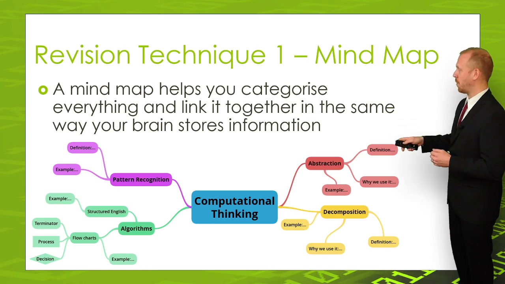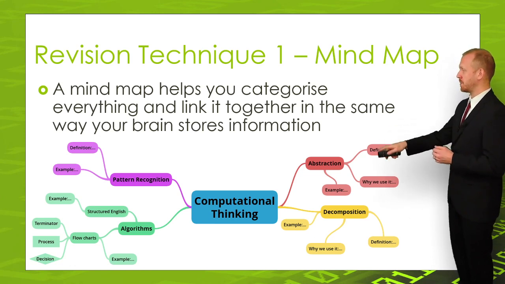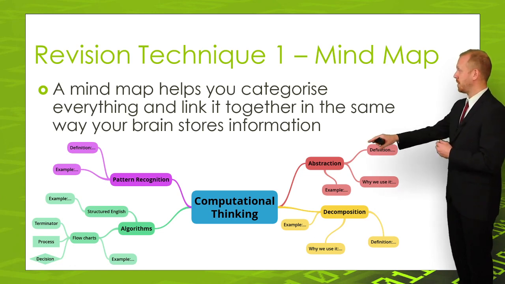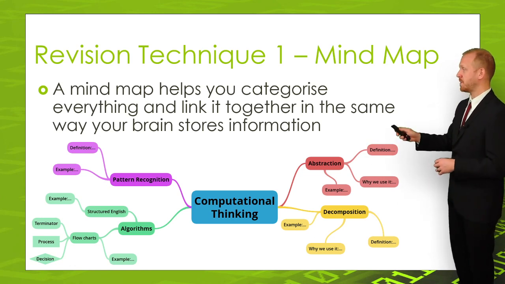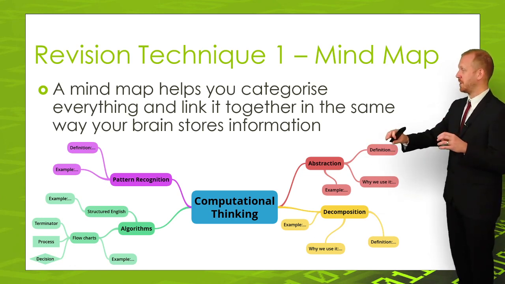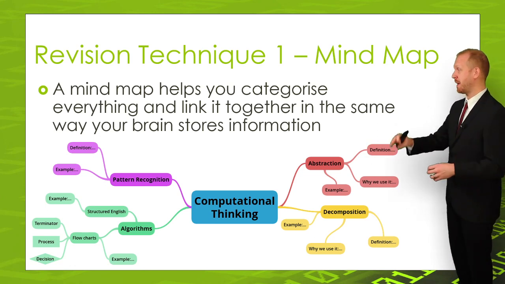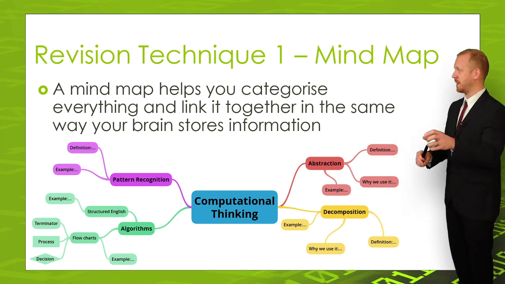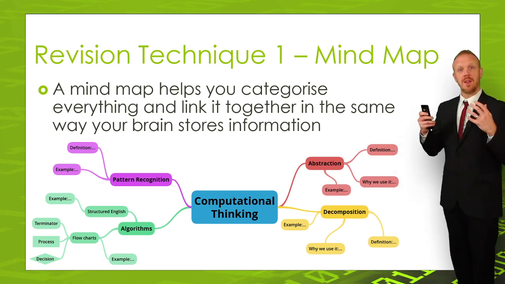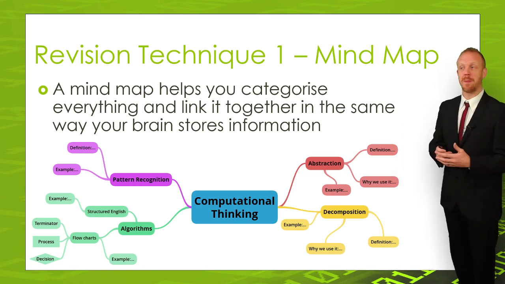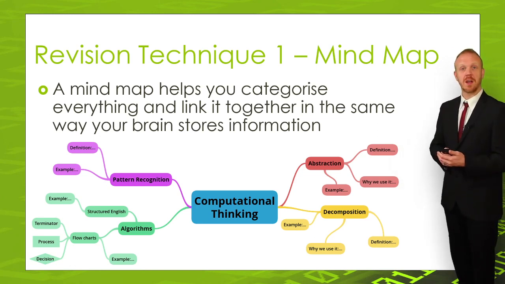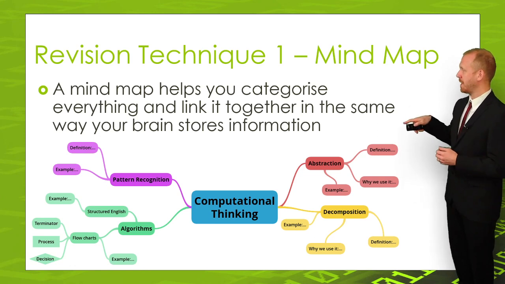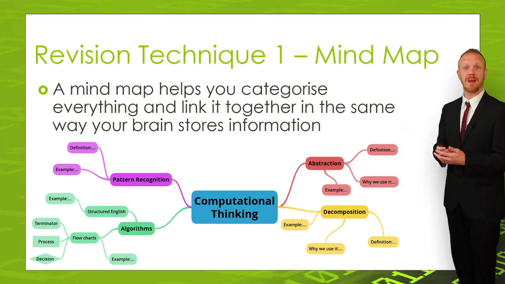So if you store the information in a similar system, so start with computational thinking, and from there have abstraction, decomposition, pattern recognition and algorithms as the main things associated with it, then pick one of those, say algorithms, and say there's structured English and flowcharts associated with that, then pick flowcharts and say associated with that is terminator, process and decision and an example, then it's really going to help you remember this stuff. That's a good example of how to start. Create your flowchart, create your mind map, either using Go Conquer like this one or pen and paper.